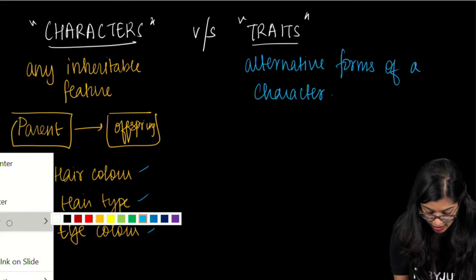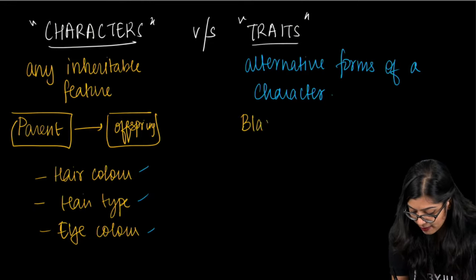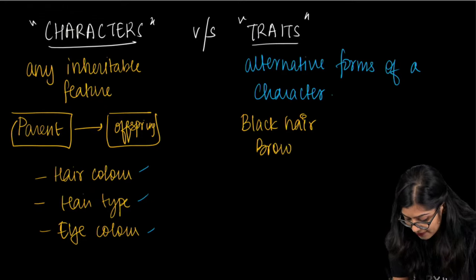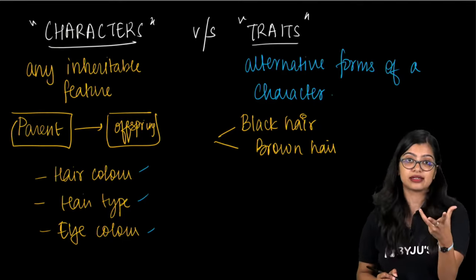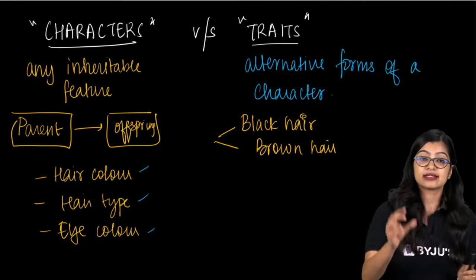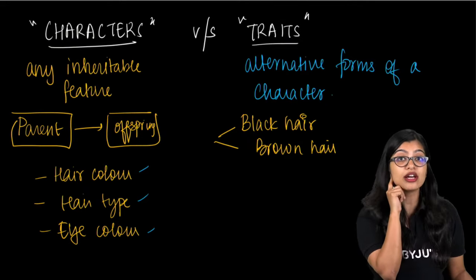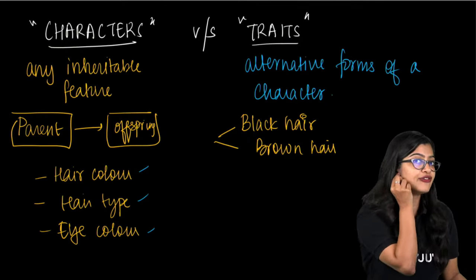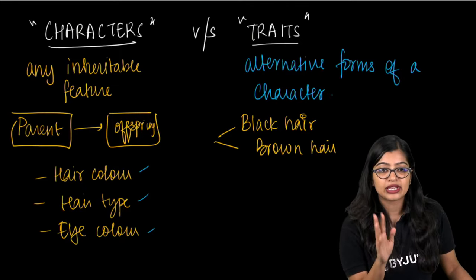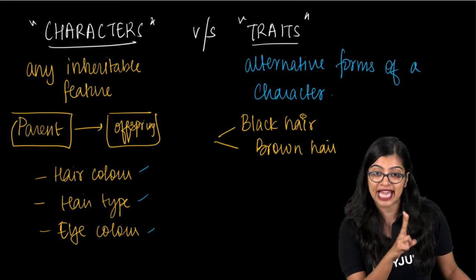So in hair color, if I say black hair, brown hair, these here are traits. But if I say hair color, then it is a character. In the case of earlobe also, earlobe is a character. But is it free or is it attached? That is a trait. So are we clear with the difference between character and trait?